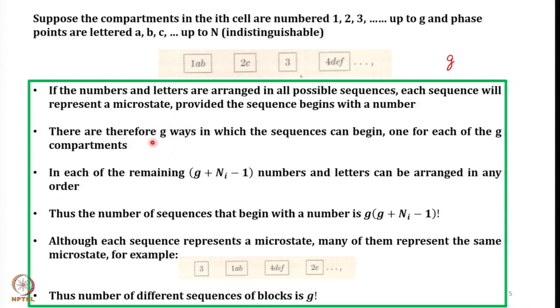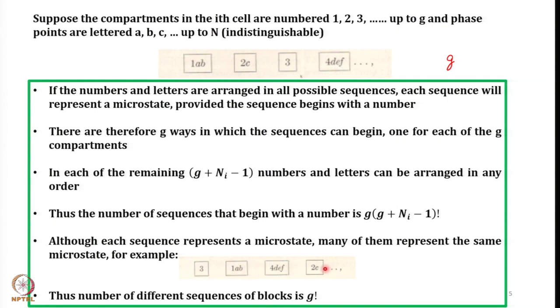There are G ways in which the sequences can begin, because their total number is G here. Then if you count G plus the total number of phase points, if you are starting with one compartment, that is fixed, the remaining G plus Ni minus 1 numbers and letters can be arranged in any order. Therefore, the total number of sequences that can begin with a number is G into (G plus Ni minus 1) factorial.